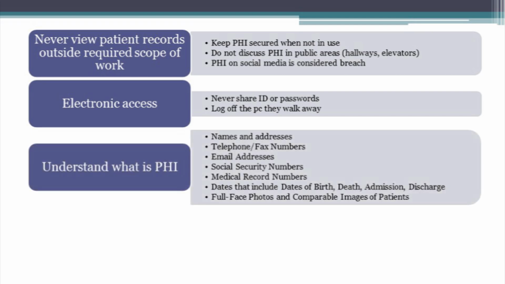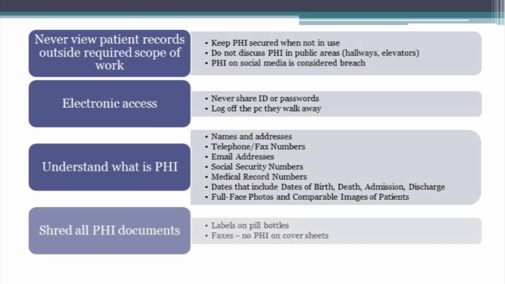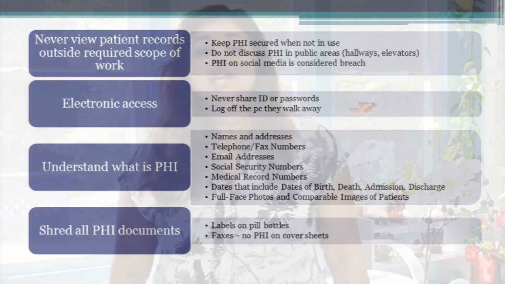Next is really having your staff understand what PHI consists of. It's not just social security numbers. It includes names and addresses, telephone and fax numbers, email addresses, medical record numbers, dates, which includes date of birth, death, admission, discharge, full face photos, and any comparable images of patients. Next, you want to consider shredding all PHI documentation, which includes labels on pill bottles and faxes with no PHI cover sheets. The key is to understand what is truly a breach.